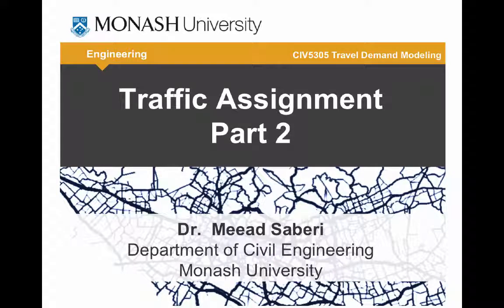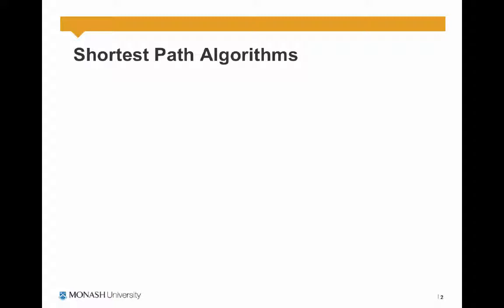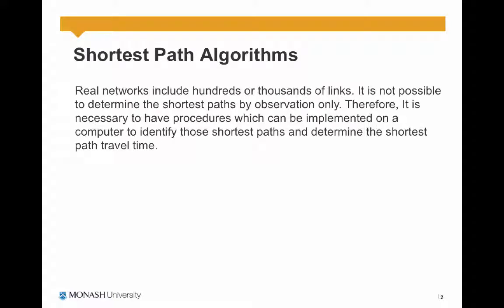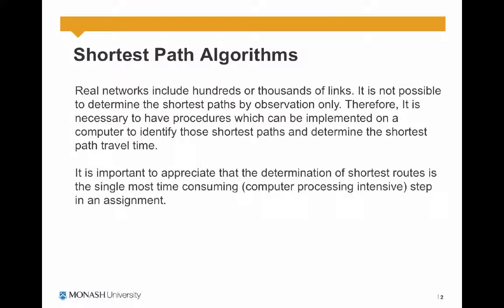Hello everyone. In the second part of the lecture on traffic assignment, I'd like to start with introducing the shortest path algorithms. Real-world networks include hundreds or thousands of links and nodes. If you want to do the traffic assignments in real-world networks, it is not really possible to determine the shortest paths between every node pair manually. Therefore, we need to have some automatic procedures that can be implemented in a computer program to identify the shortest paths and determine the shortest path travel times.